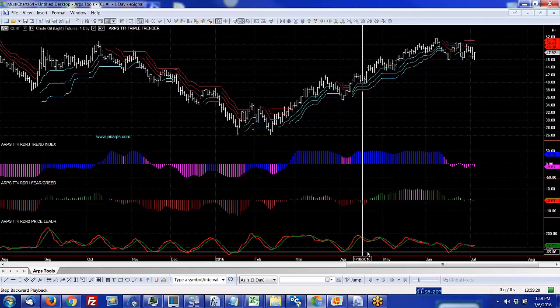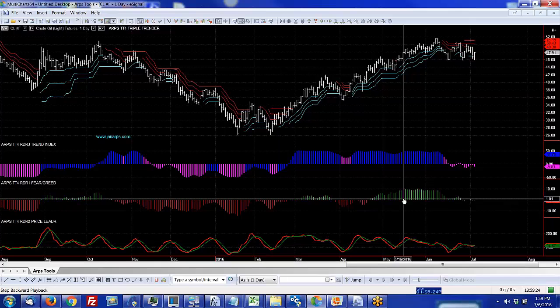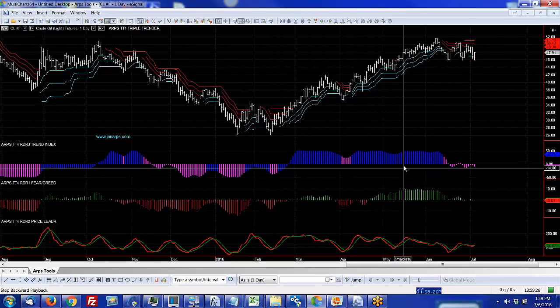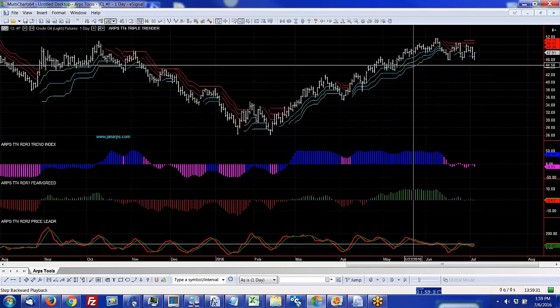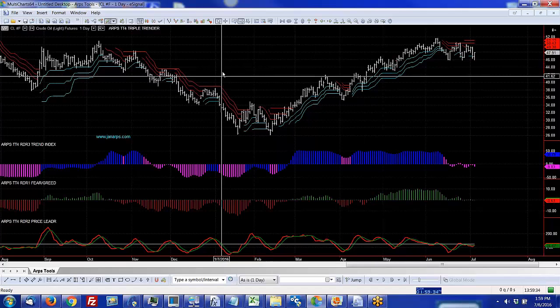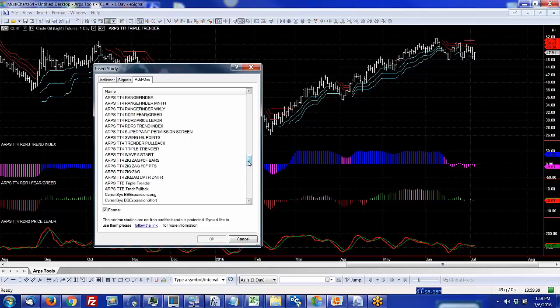So radar 2 is our acceleration oscillator, radar 1 is our fear greed market sentiment indicator, radar 3 is trend strength, and the triple trender is our trend direction orientation tool. As I say, there's a lot of other tools in here that are very helpful, and I'm not going to have time to go over all of them.